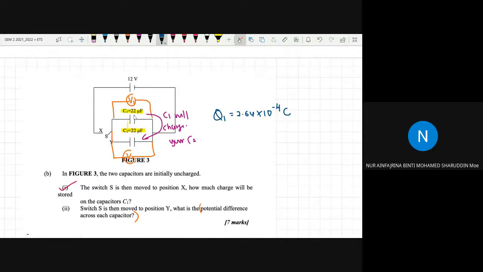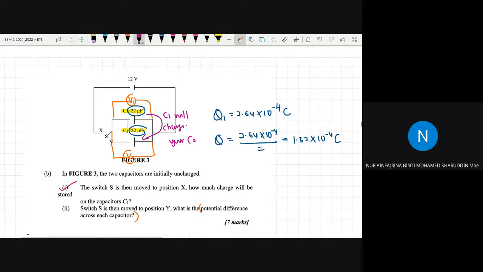So this is the initial charge yang ada dekat kapasitor 1. Sekarang kapasitor 1 pula yang akan charge kapasitor 2. Tapi disebabkan mereka punya value ini adalah sama, they have the same value of the capacitance, so charge tu will be distributed equally. So maksudnya charge awak sekarang akan jadi 2.64 times 10 to power of negative 4 divided by 2, which you will get 1.32 times 10 to power of negative 4 Coulomb. So this is your new charge for each capacitor.